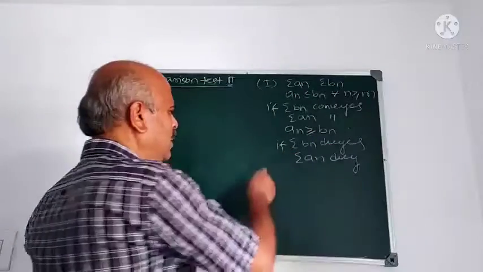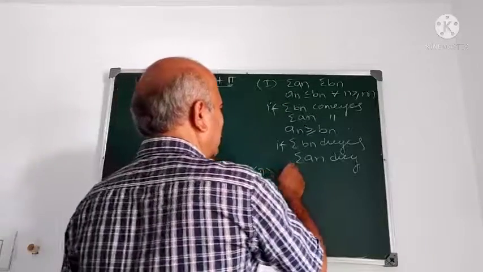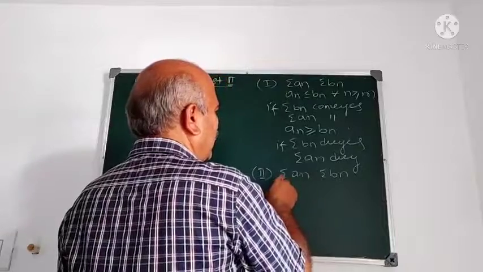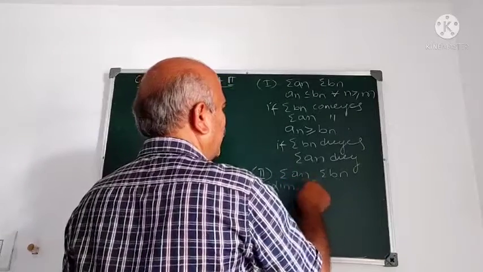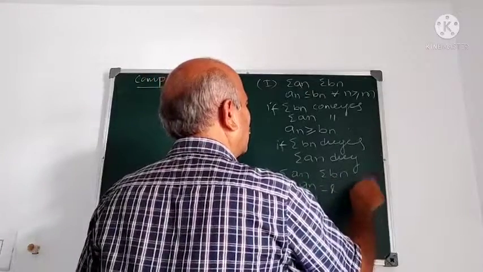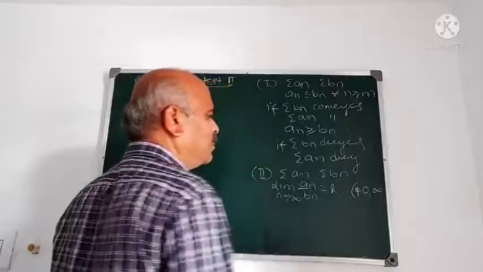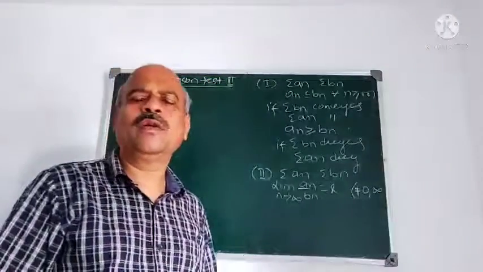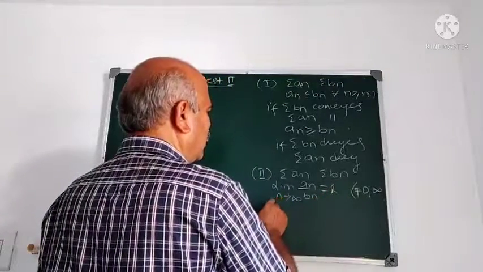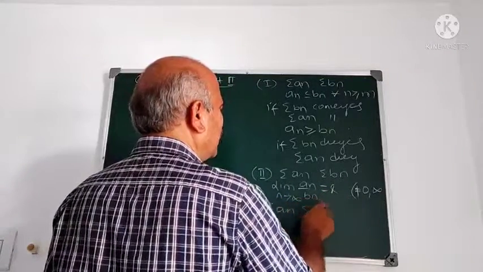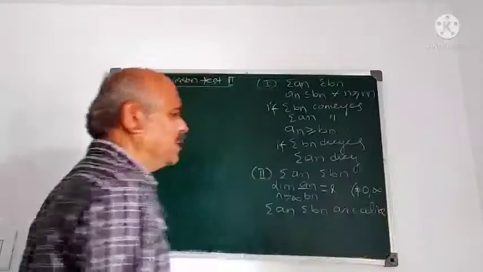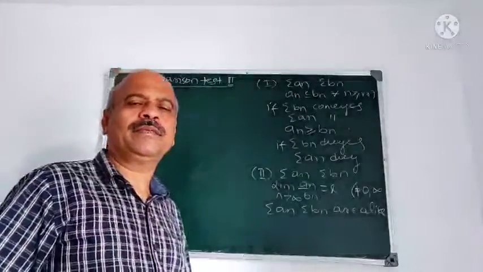What is the second comparison test? Second comparison test is this. Suppose sigma an and sigma bn are two positive term series and limit of an by bn as n tends to infinity is L, where L is not equal to 0 and not infinite. It is neither 0 nor infinite. Then sigma an and sigma bn are alike. This is the second comparison test.